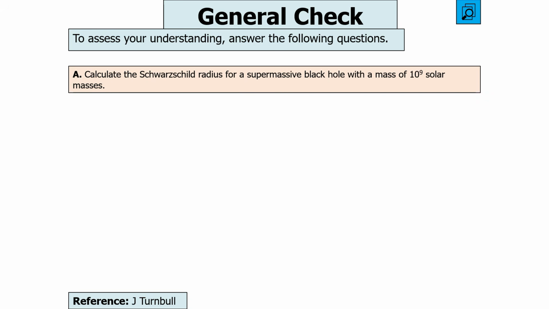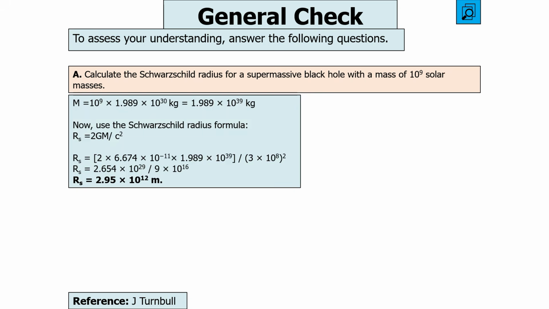Calculate the Schwarzschild radius for a supermassive black hole with a mass of 10^9 solar masses. We know the mass of the Sun is 1.99 × 10^30 kilograms, so we can then say the mass of this black hole is 1.989 × 10^39 kilograms. We know the Schwarzschild radius is 2GM over c squared, so we pop in the values and we get 2.95 × 10^12 meters.